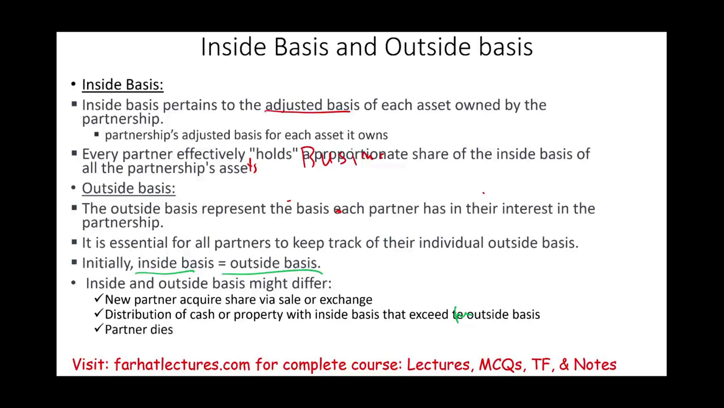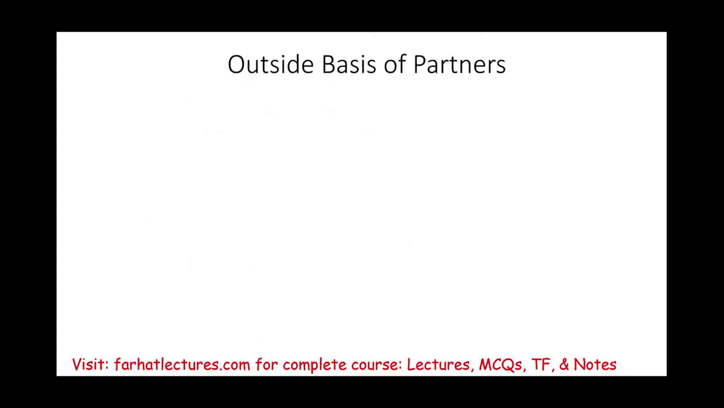The third reason could be when a partner dies. When a partner dies, the people that inherited their share, their percentage, could be receiving an interest that's different than the inside basis. So the outside basis and the inside basis will be different. Don't worry, we'll talk about that later. Let's talk a little bit more about outside basis of partners. When we mean basis of partners, we mean outside basis.